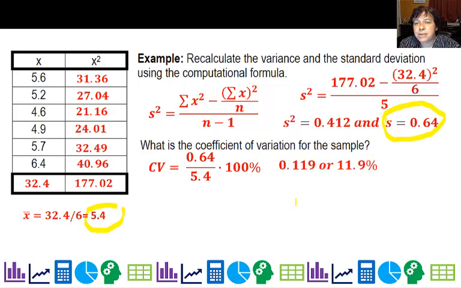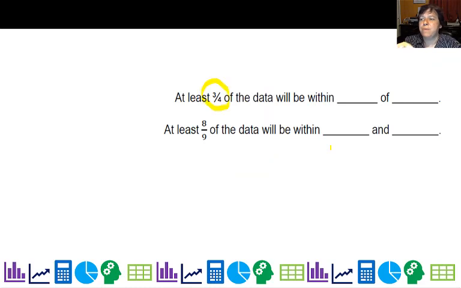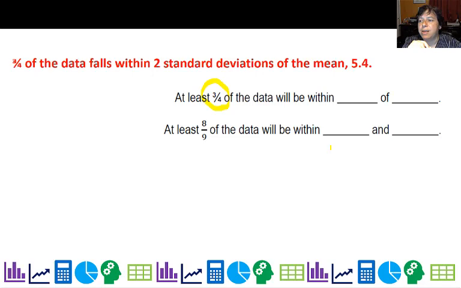Now the next bit is we're going to create these bands where we're going to capture 75% of the data, and that's that 3/4 right there. So we want to capture 75% of the data, and for the other one we're going to do 8/9 of the data. Well, recall that for 75% of the data, 3/4 of the data falls within 2 standard deviations of the mean. So first of all, I need to know the standard deviation is 0.64, which we had before. I'm going to double that, and I get 1.28.